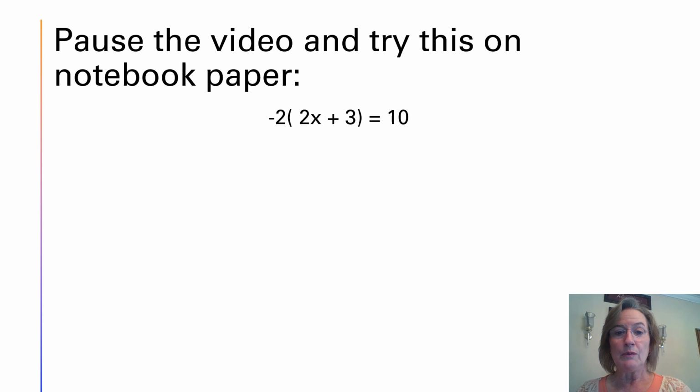Now write this on notebook paper and solve for x. Please notice there's a negative 2 in front of that parentheses this time. So take a negative 2 times each term in the parentheses.